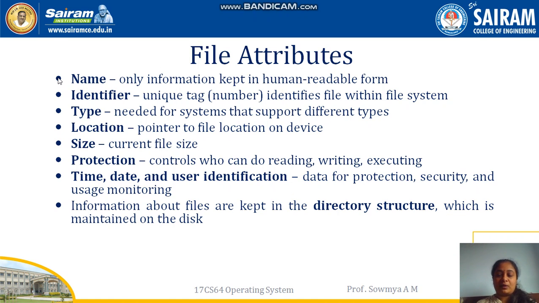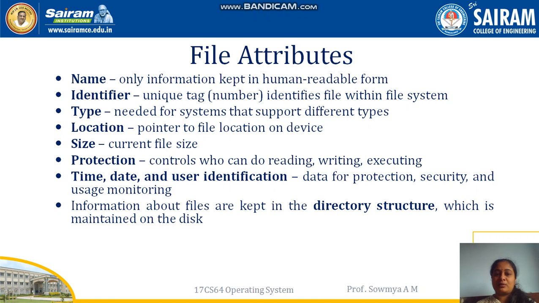Every file created by a user has many attributes to be given. First one is name. For any content to be recognized by humans, it has to be named. The identifier is a unique tag given to a file to identify the file through the system. And type defines the type of a file, like text file, program file, executable file, all those types.